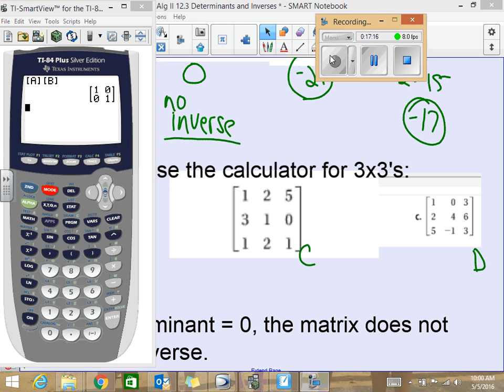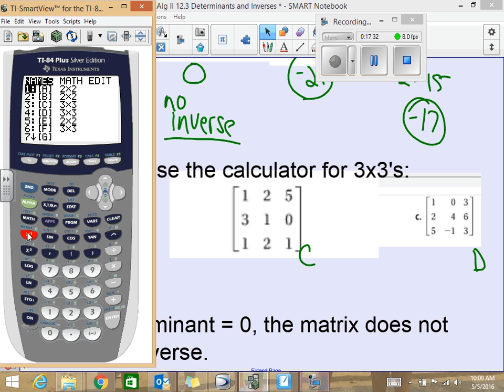Okay, so I entered those as matrix C and D on mine. Wherever you entered them, you want to put that matrix in it. To find a determinant, I'm going to go to matrix world, and now we're actually going to use the math column. Scroll over to math, and the first option up there is DET, which stands for determinant. Choose determinant, and then go get the matrix where you entered the first one.